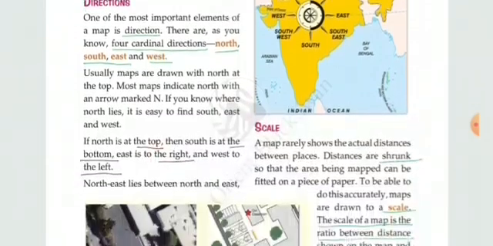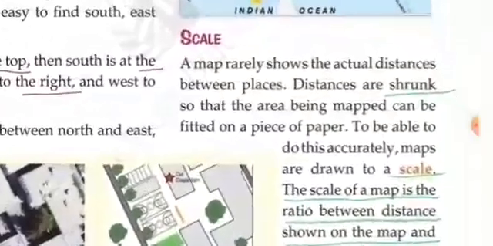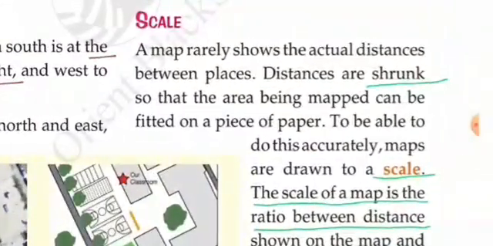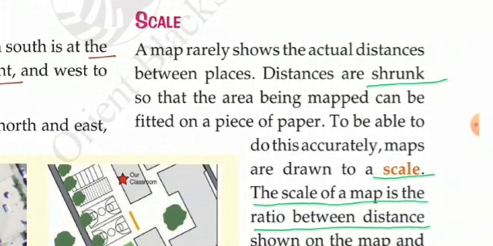Now, the second element, scale. A map rarely shows the actual distances between places. Distances are shrunk so that the area being mapped can be fitted on a piece of paper. To be able to do this accurately, maps are drawn to a scale.